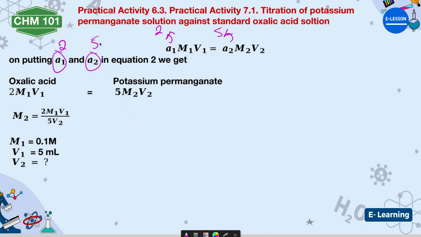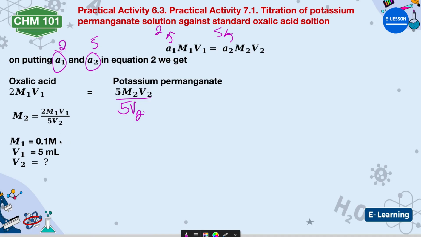All right. So A2 is equal to 5. So wherever you see A2, put in 5. For oxalic acid, you have 2 M1 V1. Potassium permanganate, you have 5 M2 V2. Now, this is already in your manual, so you don't necessarily need to write it down. Is that okay? From here, if you make M2 the subject of the formula, you are going to have 2 M1 V1 all over 5 V2, because to make M2 the subject of the formula, you divide both sides by 5 V2. So 5 V2 cancels 5 V2, and then you are going to have M2 equal to 2 M1 V1 all over 5 V2.